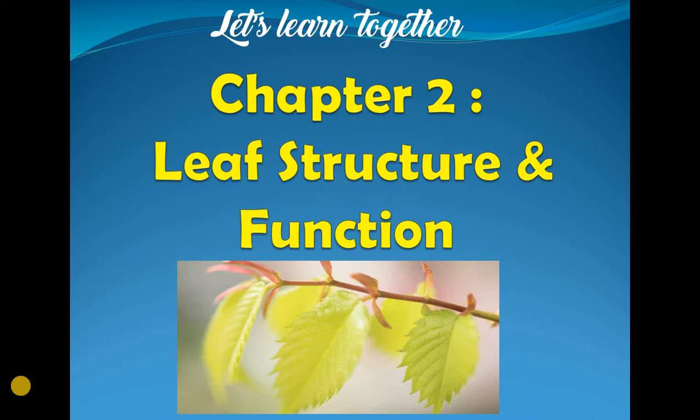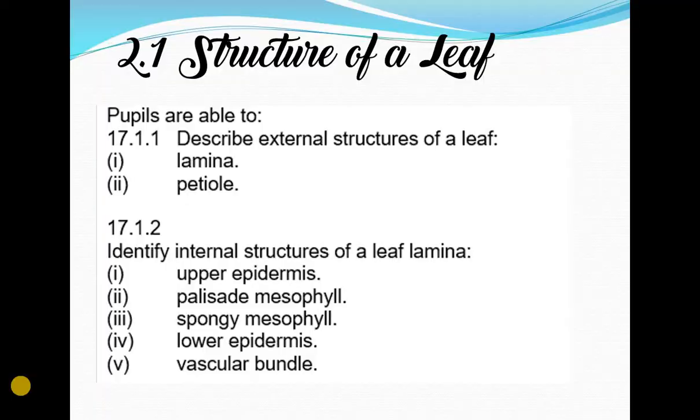Today we are going to continue to learn Chapter 2. The title of Chapter 2 is Leaf Structure and Function. Why do we have to study the leaf? The leaf is the main organ of the plant that is important for photosynthesis, for gas exchange, and also for transpiration. In this chapter, there are 5 subtopics that we have to learn.